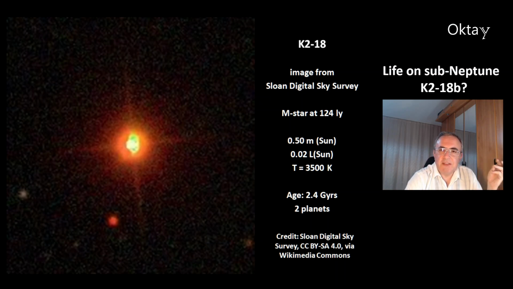That's 2,000 Kelvin less than the surface temperature of the Sun. The age of the star is about 2.4 billion years. That's about half the age of the solar system. The system contains 2 planets.